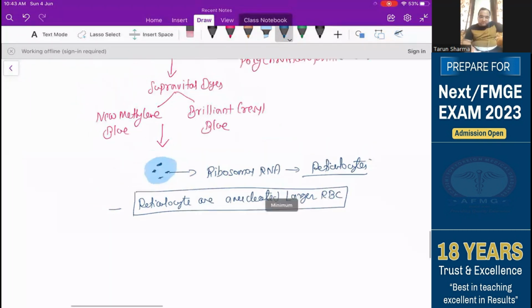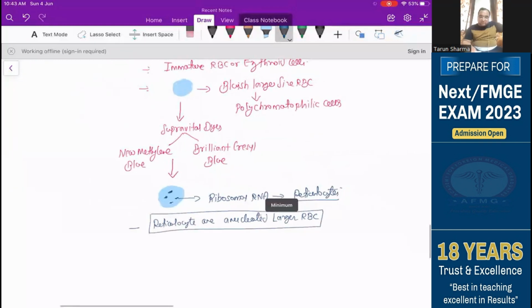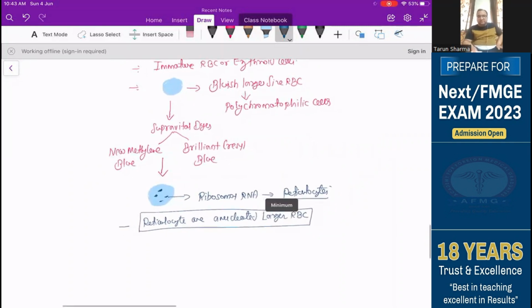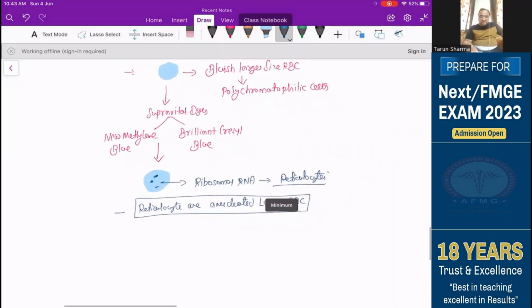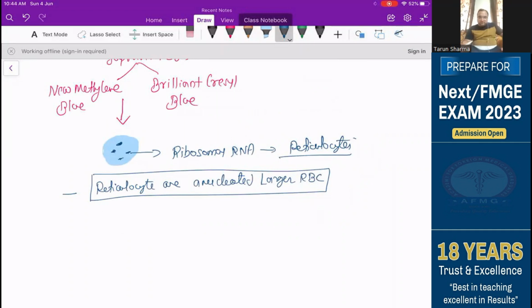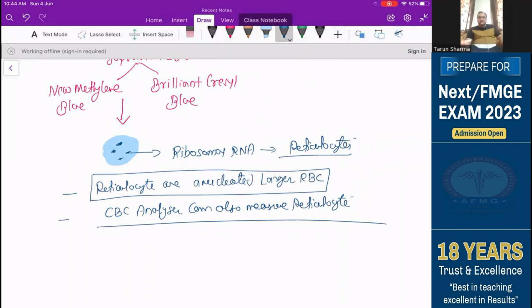And how will you make out whether they are reticulocytes or not? By looking at the polychromatophilic cells in the peripheral blood smear. If you can see polychromatophilic cells in the peripheral blood smear, then you use the stain called supravital, and then you will be able to make out the exact count of the reticulocytes. Even nowadays, CBC analyzers can also measure reticulocytes. So we have two important ways to calculate the reticulocytes: one is the smear itself, and second is the machine itself.